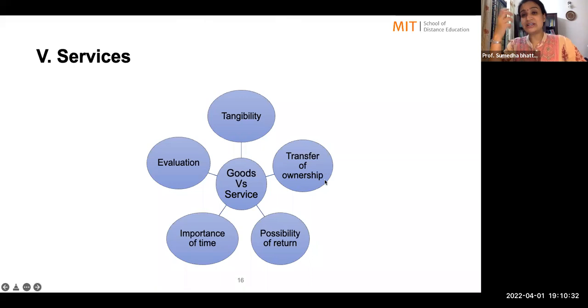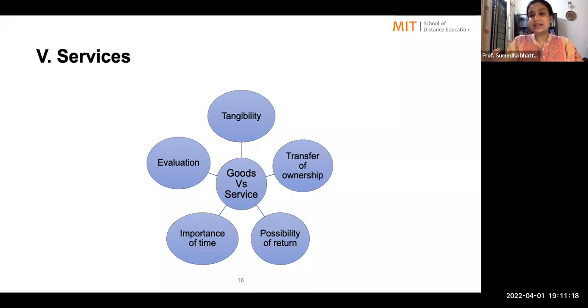So first is tangibility. Service is something which is intangible. That is, it cannot be touched, felt, or seen. We can experience the service that is being rendered, but it cannot be touched or felt. Unlike service, goods are tangible. That is, you can see, touch, and feel the good. Second is transfer of ownership. When a good is sold to you, you get the ownership of the good. In case of services, when a person is rendering a service, you're enjoying or experiencing that service, but you do not get ownership of the service. That means in case of services, transfer of ownership is not possible.